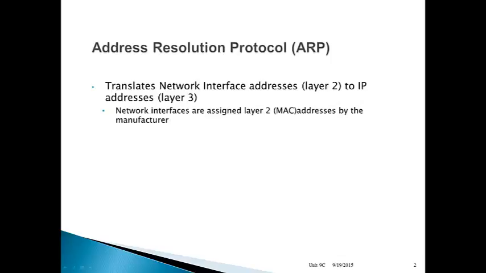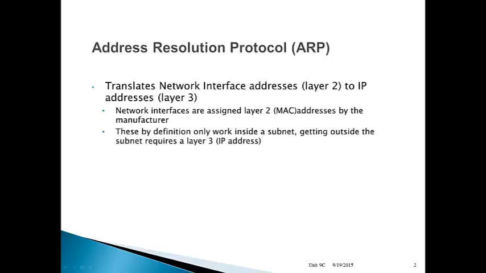Network interface addresses are assigned layer 2 addresses by the manufacturer. The first few bytes, in fact, or octets of the MAC address, the layer 2 address, are assigned to manufacturers, so that's a good way to guess what sort of devices you have on your network: look at the layer 2 addresses. They only work within the subnet. Getting outside the subnet, going anywhere else in the world, requires a layer 3 address.